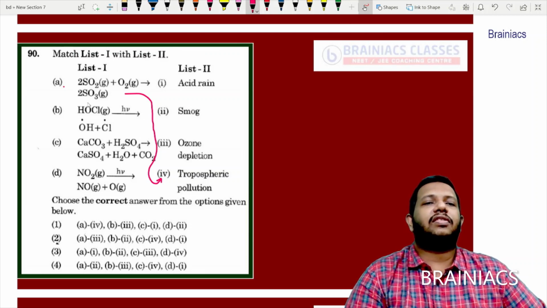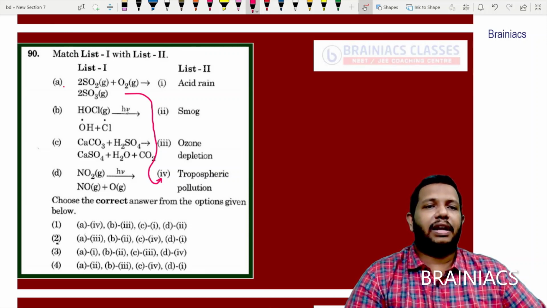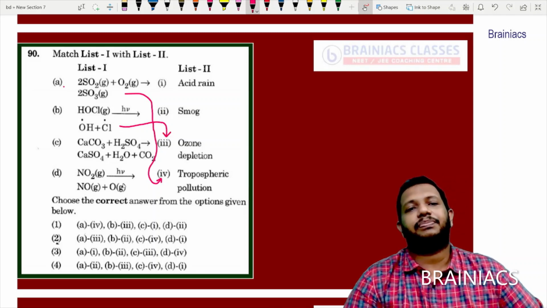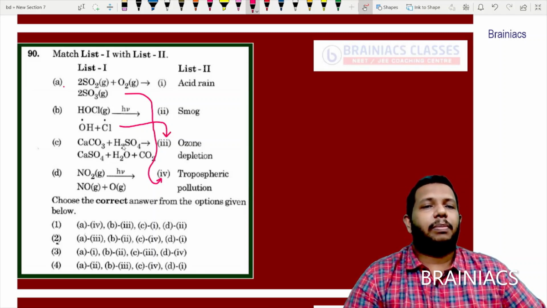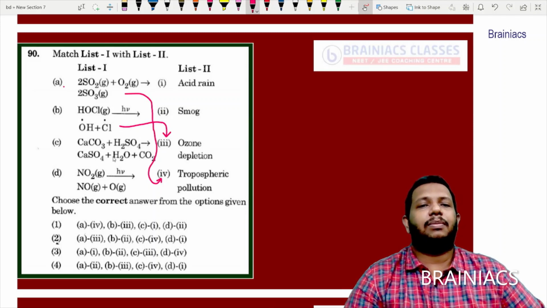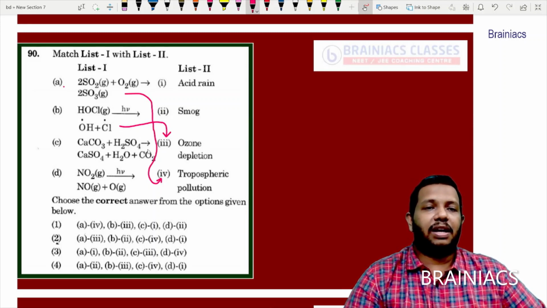Next one, HOCl on light, it is getting converted to free radicals OH and Cl dot, and we know that free radicals will result in ozone depletion. So I can easily say that B is 3, ozone depletion. Now next one, calcium carbonate with H2SO4, we know that it will result in acid rain and everything. So we have learned this with the Taj Mahal and all. So here we can say this is 1.